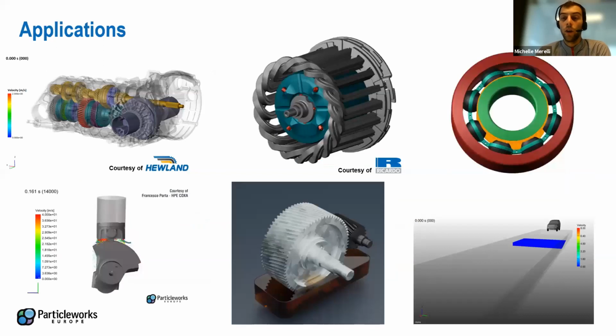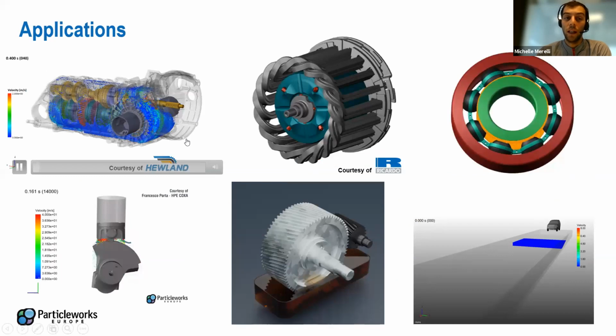So here is an overview of the most important applications. Of course, traditionally, we have gearboxes, lubrication analysis, and also sump analysis. We will cover this case in detail. So we have a lot of rotating elements, and of course, meshing this kind of system is very difficult. But with Particleworks it is easy to set up this simulation.